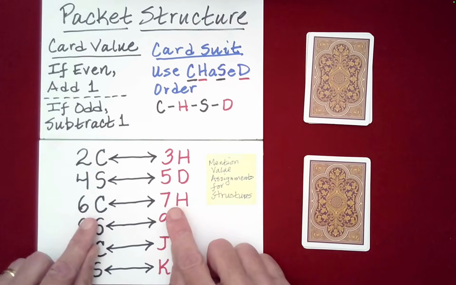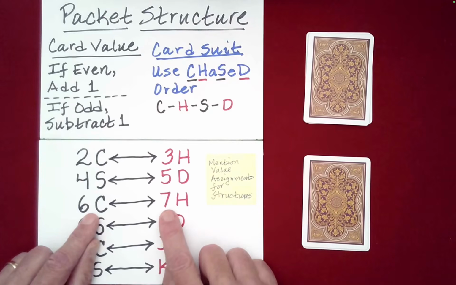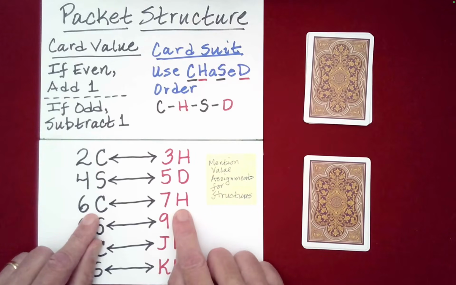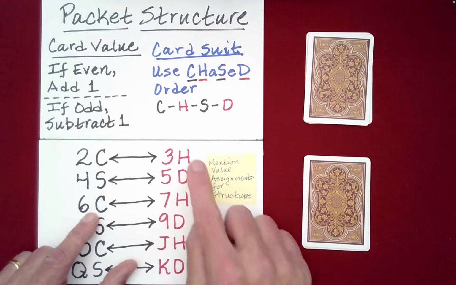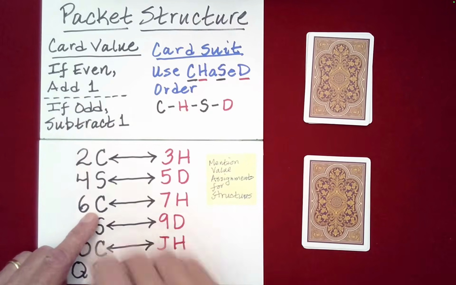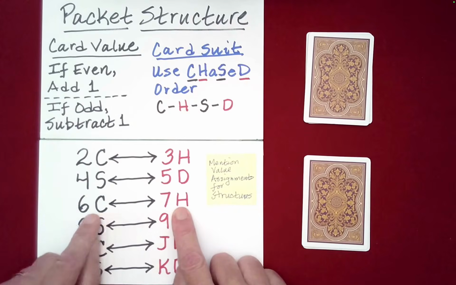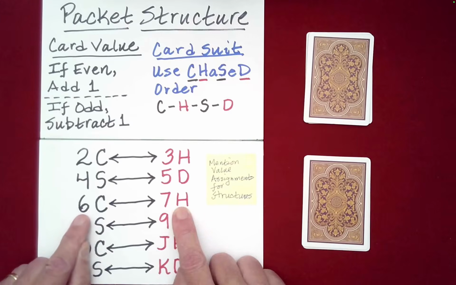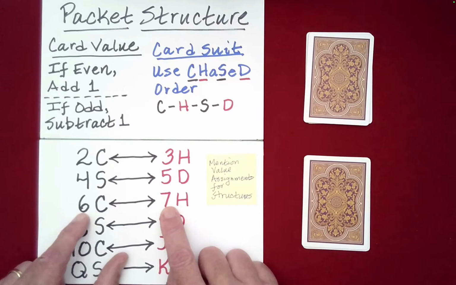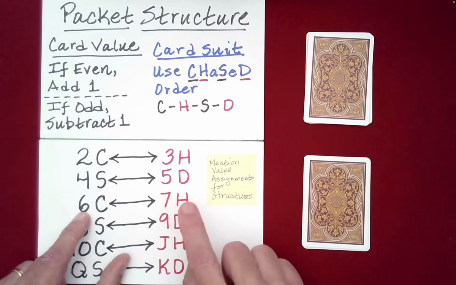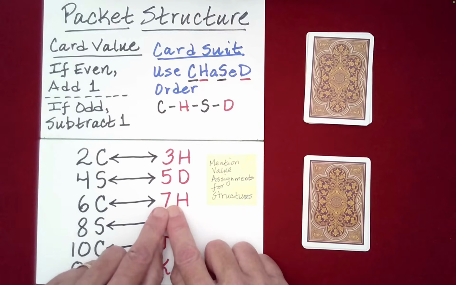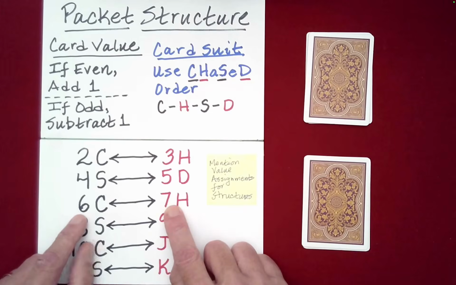Or why don't we do this one in reverse here? Let's say I see a 7 of hearts. Well, if I see an odd value, the only thing you do different is you subtract 1, right? To get back to the even value that's assigned to it, right? Because if you saw a 6, you would add 1 to get 7, and that's an even to an odd. But now if I see an odd, I subtract 1 to get back to that even number 6.